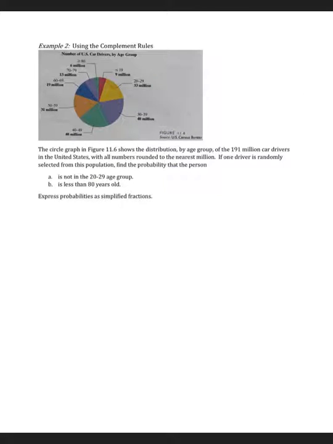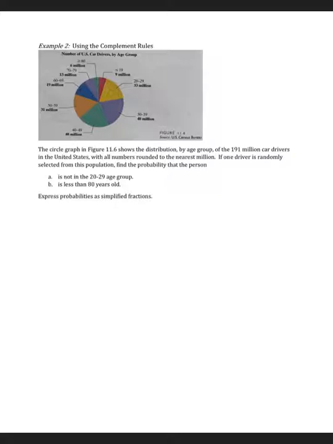Example 2, using the complement rules. Now we're going to be looking at a picture here and applying the same things. We see the circle graph in the figure above shows the distribution by age group of the 191 million car drivers in the US, with all numbers rounded to the nearest million.